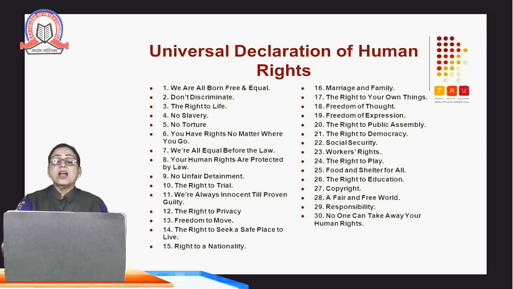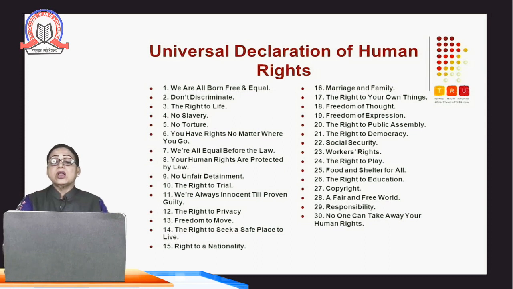Truly speaking, there are 30 simple basic rights which an Indian possesses, or these human rights have been declared under the Universal Declaration of Human Rights. Let us go through them. First, we all are born free and equal. That means we must get freedom and treatment of equity since birth. Don't discriminate. It is our right not to be discriminated against among races, caste, sex, age, religion, region, culture.